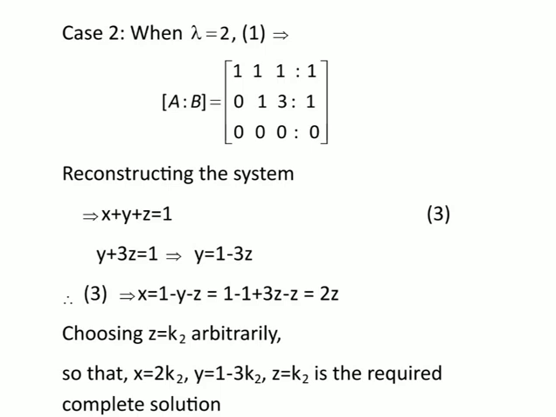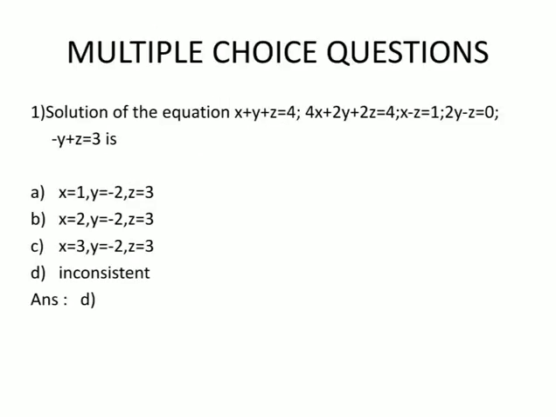Substitute this value of y in equation 1. From equation 1, x equals 1 minus y minus z. Substituting y equals 1 minus 3z, it is minus 1 plus 3z minus z. After simplification, it equals 2z. Now choose z equals k2 arbitrarily, so that x equals 2k2, y equals 1 minus 3k2 and z equals k2 is the required complete solution.